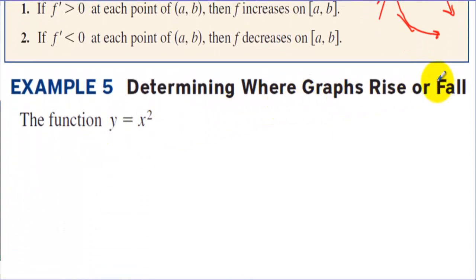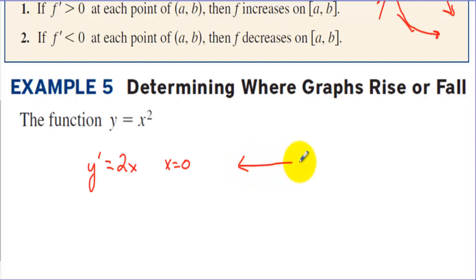Determine where graphs rise or fall. We have the function y equals x squared. If you take the derivative, that's equal to 2x. The derivative is 0 at x equals 0. So our critical point, the point that we're interested in, is at x equals 0.